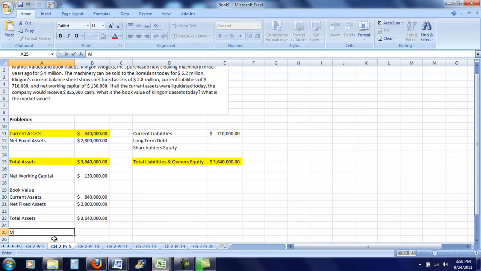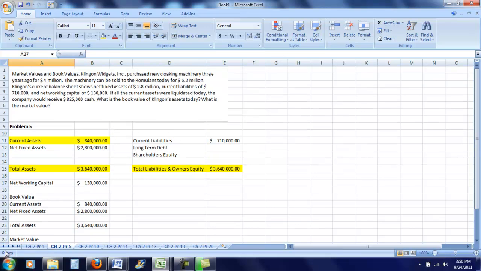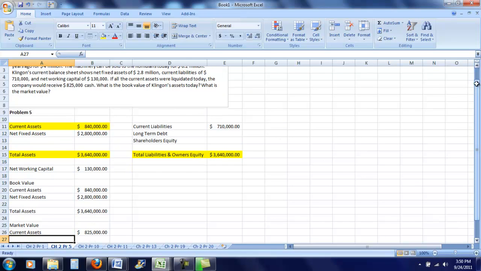Now, to figure out our market value, it says that if we liquidated all of our assets, we would have $825,000 in cash. It also says that the market value of our machinery, which is our net fixed assets, is $6.2 million.